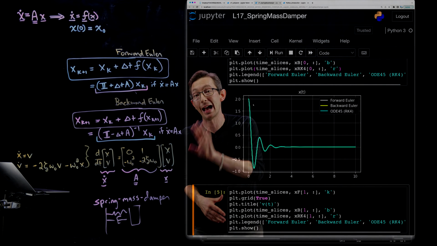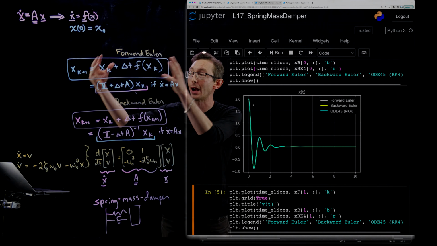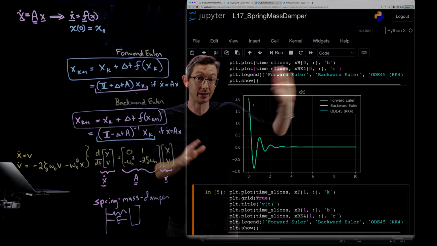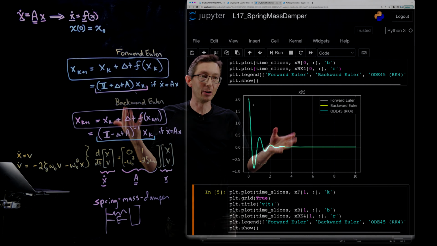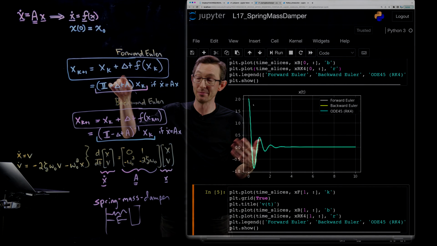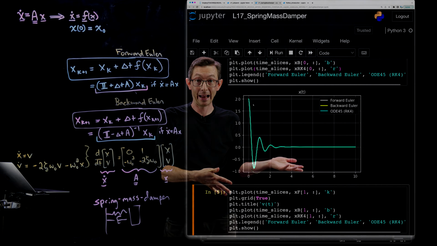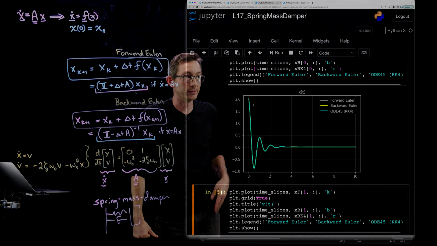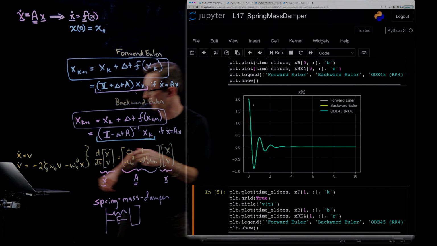I haven't told you how much more accurate yet. I'm going to derive the accuracy of these schemes in the next lecture. But we know because they're based on Taylor series that making delta t smaller should make them more accurate up to some power of delta t. And that's exactly what we see here.